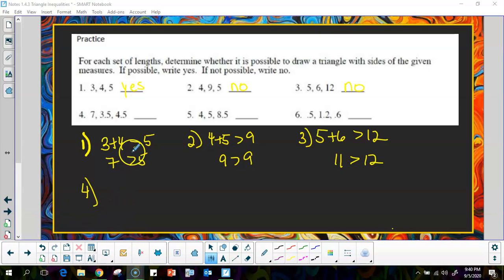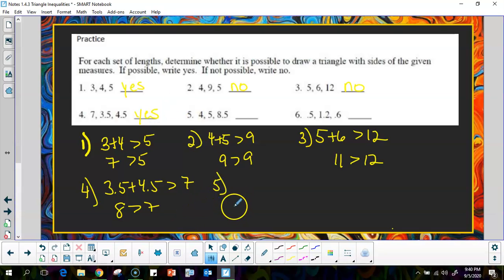All right, number 4. We have 3.5 plus 4.5 greater than 7. Well, that's going to be 8. 8 is greater than 7, so the answer here would be yes. So you get the idea. Number 5. We'll do these real fast. 4 plus 5 greater than 8.5. Yes, 9 is greater than 8.5. So the answer here would be yes.